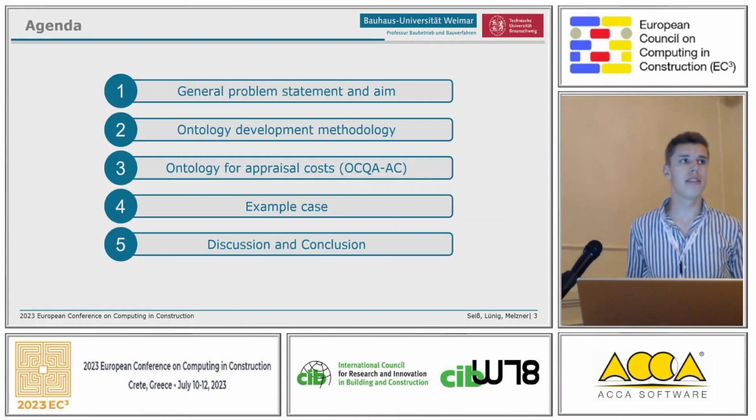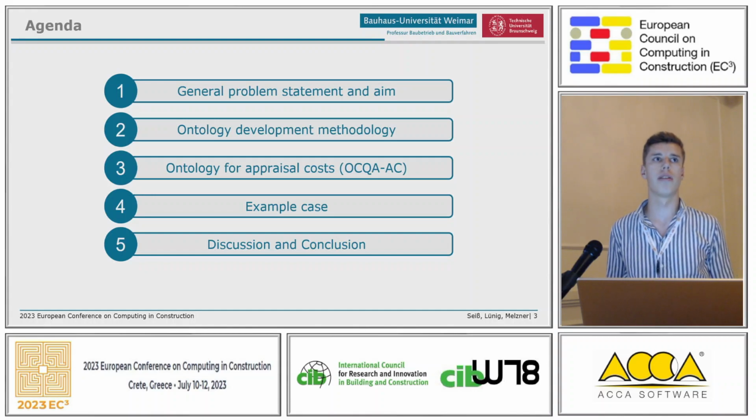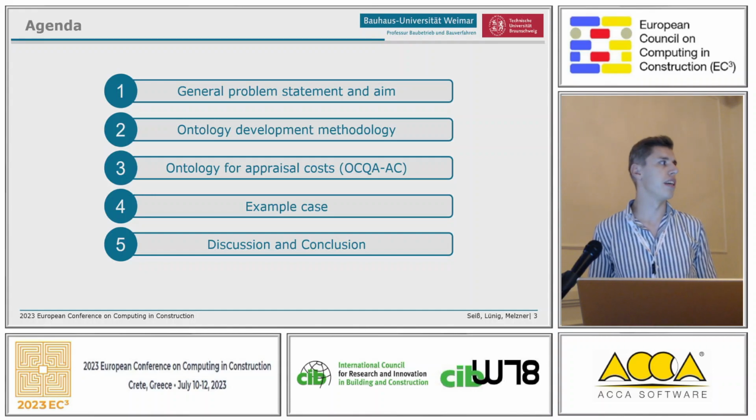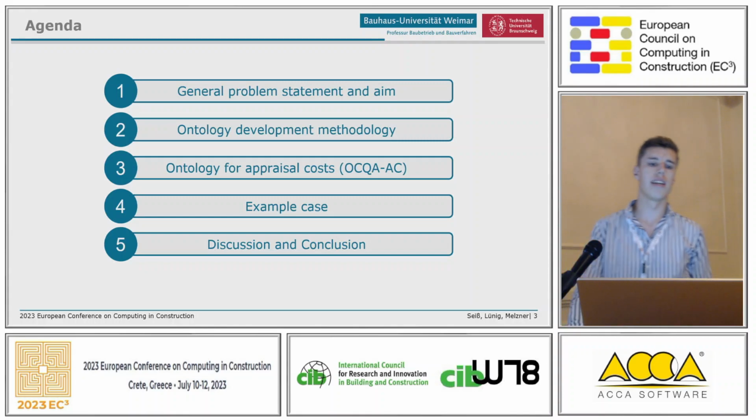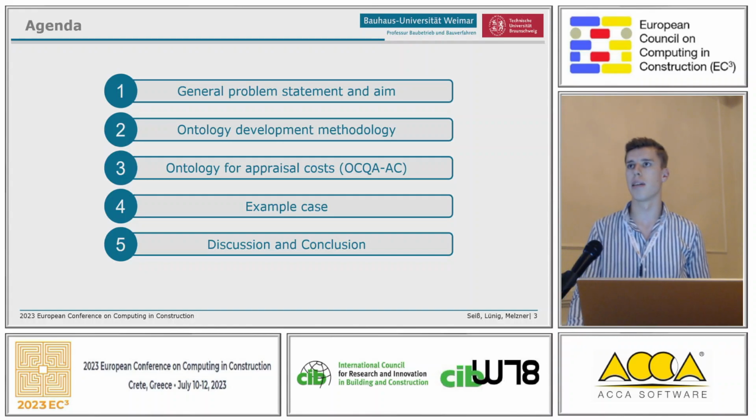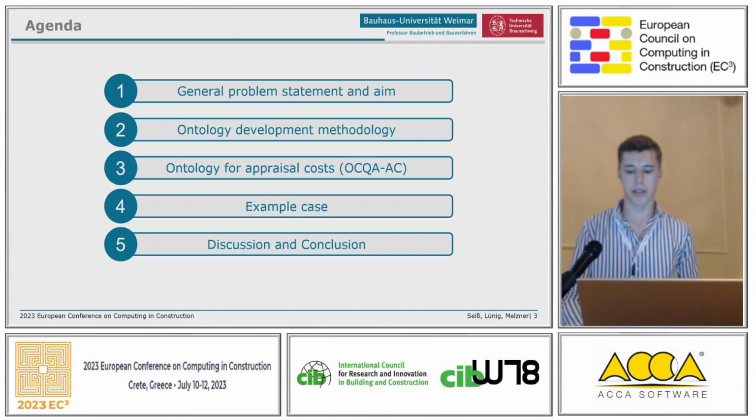I will begin with the general problem statement and why we should have a closer look at estimating quality-related costs. Then we explain the development methodology, and then we explain the actuarial cost ontology. We will show the ontology and the SHACL rule by example of a screed inspection, and in the end we will discuss and conclude the paper.